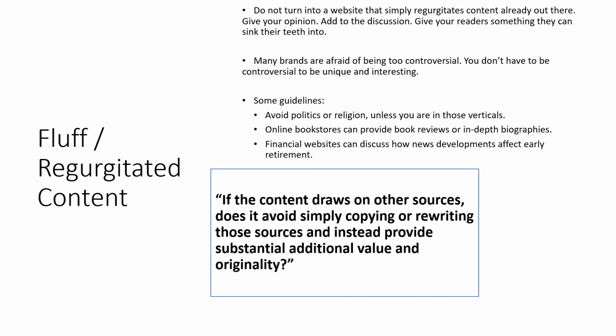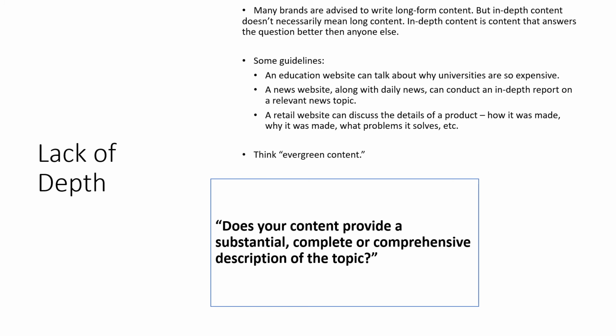This also ties into the next one, which is lack of depth. This is what Google writes on that webmaster blog post: Does your content provide a substantial, complete, or comprehensive description of the topic? I want you guys to think evergreen content. I don't like this word, but it makes sense. It's not going to be a TMZ type of post, but more like something that will get you links and will get you traffic for years.